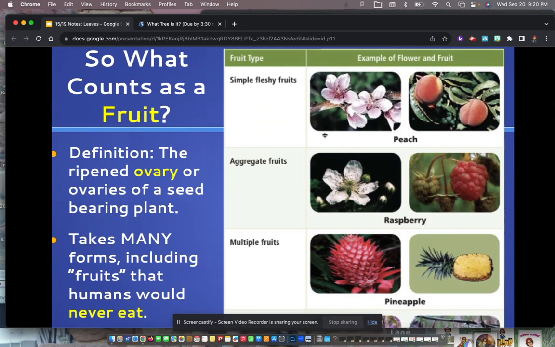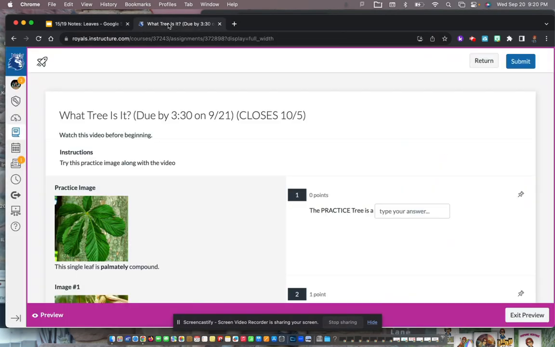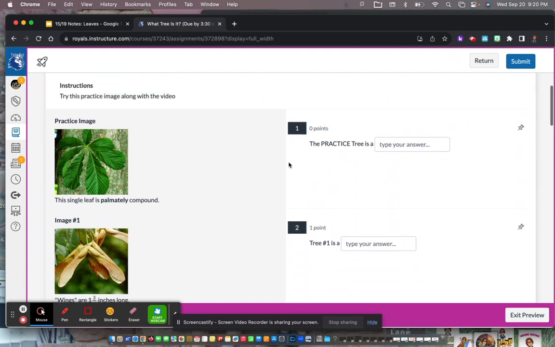Okay, now I want to take you to the Canvas practice page where you're going to try doing some identifying of your own. So I put in the practice quiz a practice image where you can try to figure out, okay, what is this tree? So you've got a leaf, and it gave us this information. It's palmate. All of these little leaflets are coming from one point in the middle, and it's compound. That's a hint. We didn't necessarily need to give you that hint, but we gave you that hint. Now, on the right side, you need to tell me, what is this practice tree? What type of a tree is it?